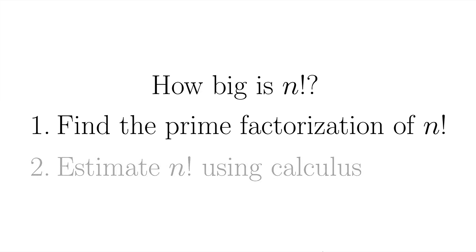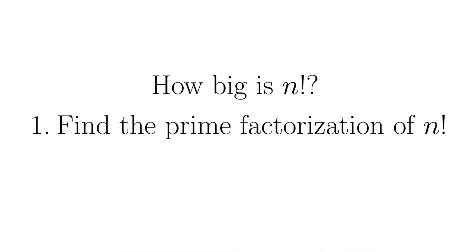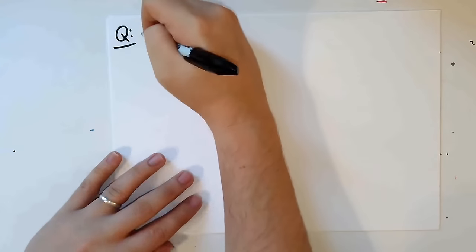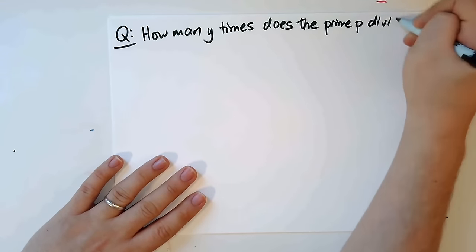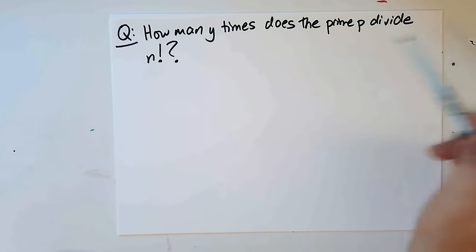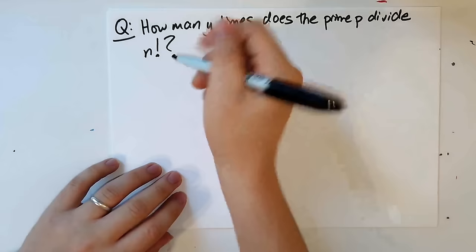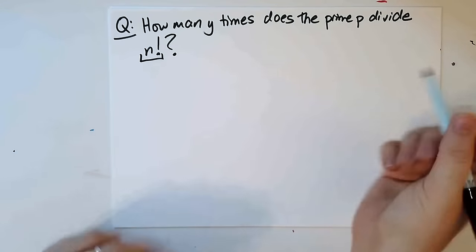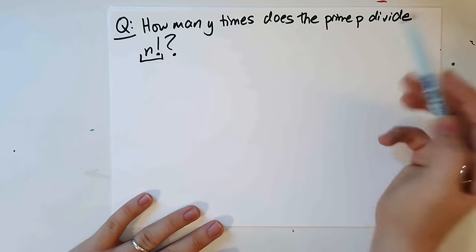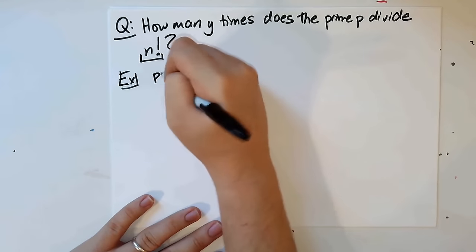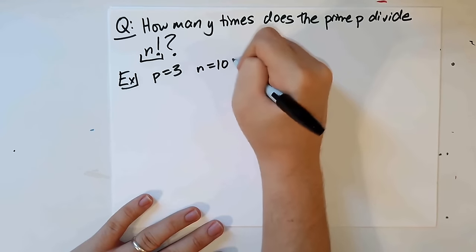So, to begin the first piece, that is, in order to figure out how to factor n factorial, what I really need to do is answer this question. How many times does a particular prime go into n factorial? I want to answer this question because ultimately I want to write down the prime factorization of n factorial as explicitly as I can. So let's start with n equal 100 and p equal 3. We want to know how many times the prime 3 divides 100 factorial.